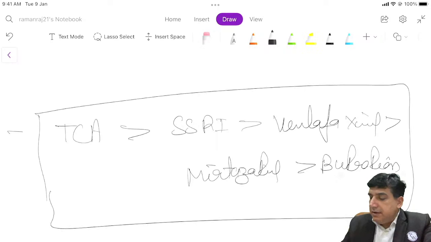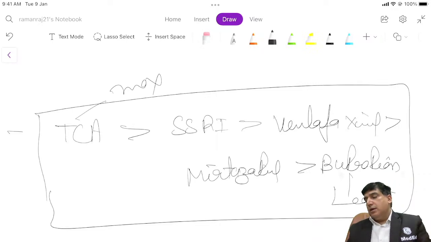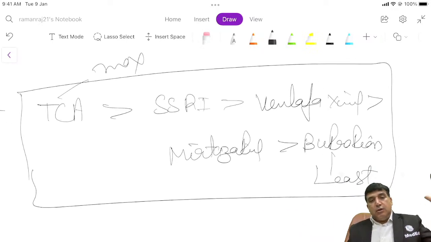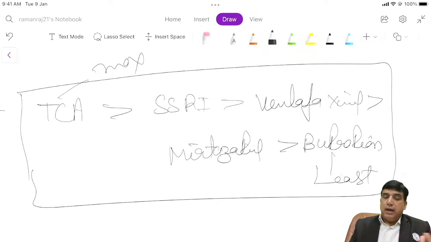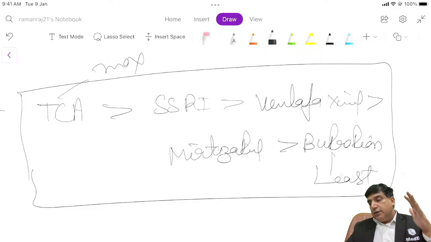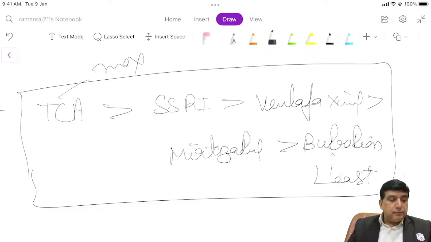Again and again they are asking in many ways. So maximum with TCA, least with bupropion. I told you in the ascending order. So how they ask, accordingly you see the options in the MCQ. Maximum with the TCA, then the SSRI, then the venlafaxine, then the mirtazapine, then the bupropion. From the descending order, if you want to go, least with the bupropion, then the mirtazapine, then the venlafaxine, then the SSRI, then the TCA. Okay, so that they can ask. That MCQ they are asking again and again, so you have to be very careful. Okay, clear?